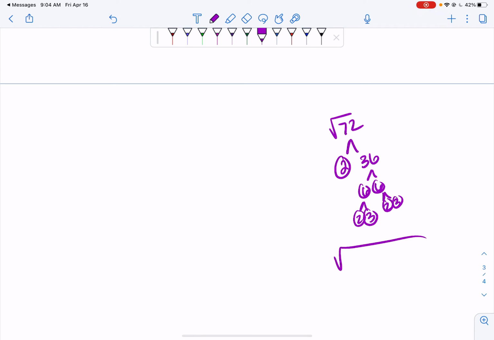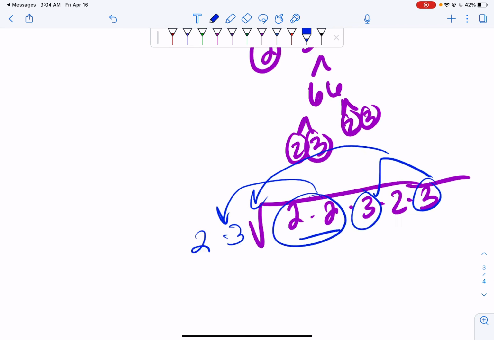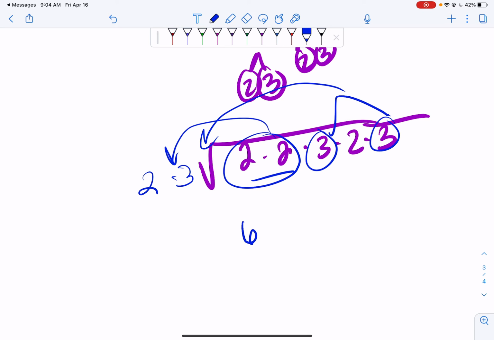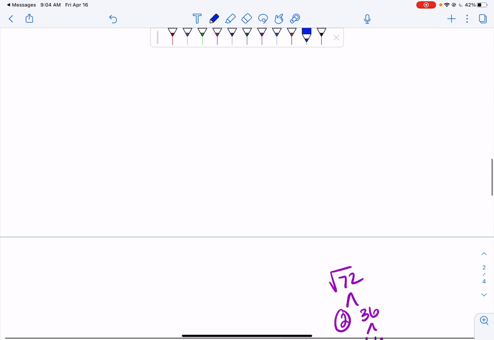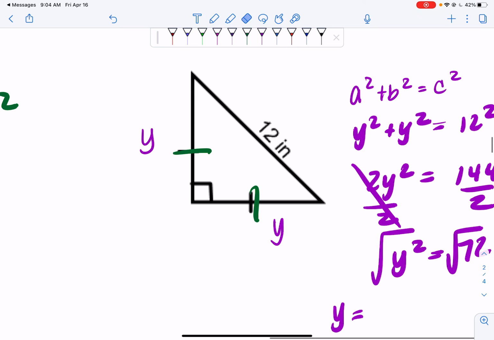And now I write all those numbers under a radical, so I'd write 2 times 2. Oop, not the 6s, my apologies. So I write 2 times 2 times 3 times 2 times 3. Now I have to ask myself, do I have any doubles? I do. I got a double 2, so that becomes a single on the outside. I got a double 3, so that becomes a single on the outside. What's 2 times 3? 6, and then radical 2. So I know that my side lengths of this triangle are 6 radical 2.